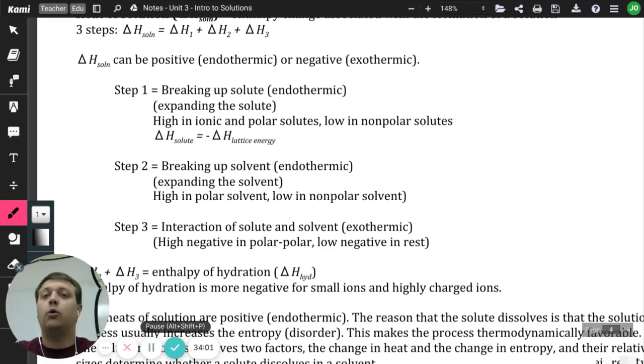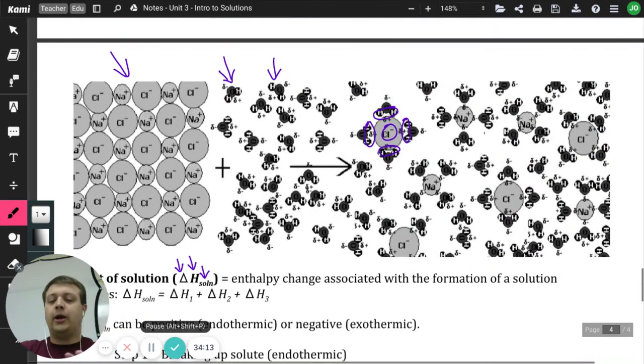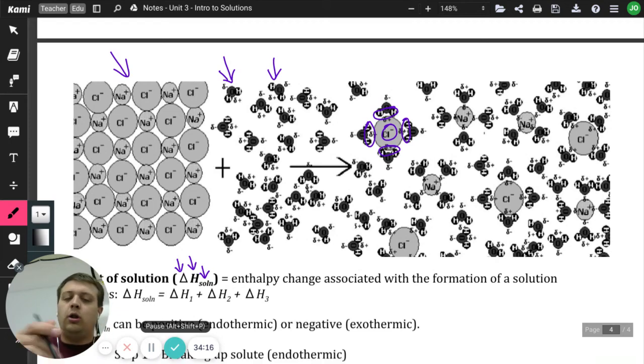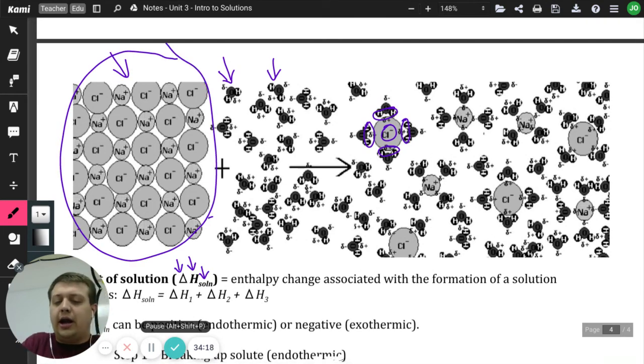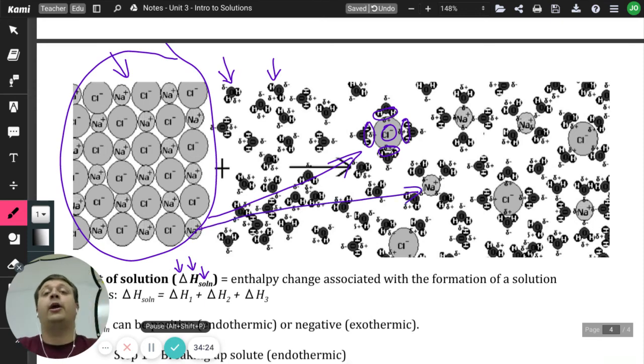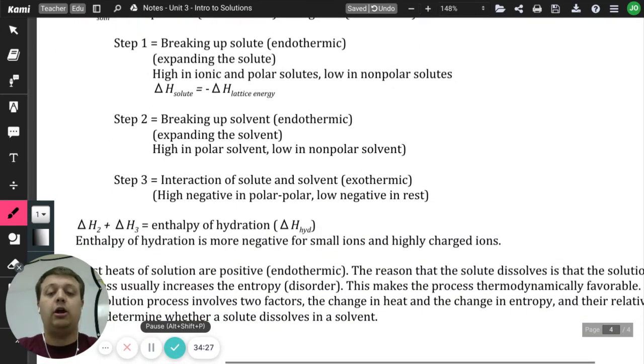Now that's going to be endothermic. Why? Because we're actually separating those bonds. To separate those bonds, we're going to have to add energy. Now when we do that, we're expanding the solute out. And that's what we see here, right? If we see our chlorines, they were all in a clump over here, but now they're being moved out and around. Same thing with our sodiums, getting out and around. So we're spreading out that solute. Now, this is going to be very high in ionic and polar solutes. So we're going to have very high energy if we're talking about an ionic or a polar solute, whereas if we're talking about a non-polar solute, it's going to be very low.